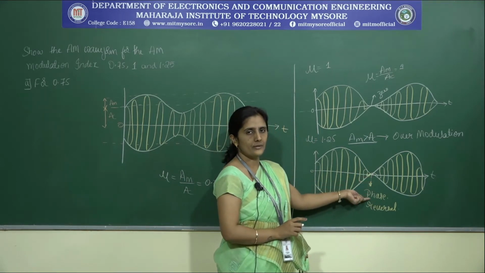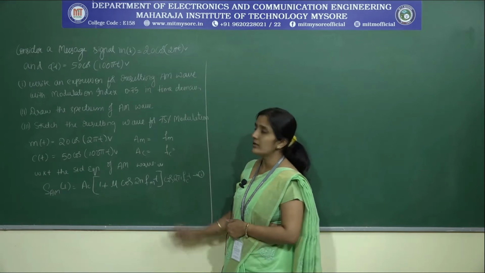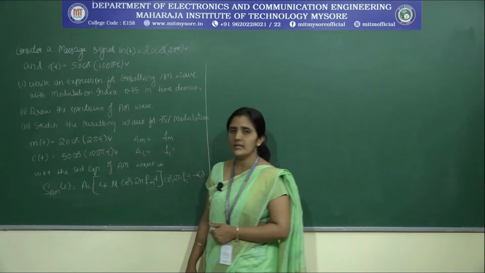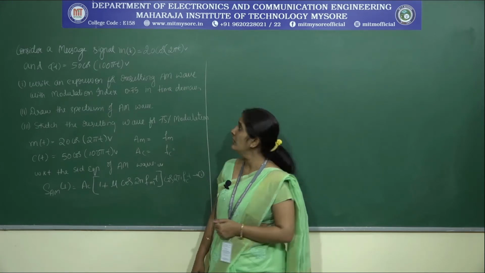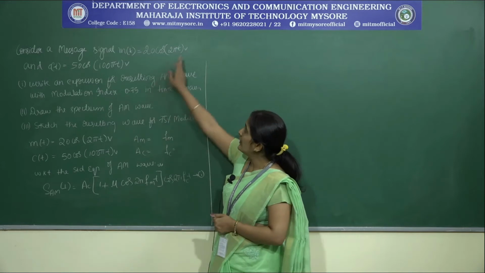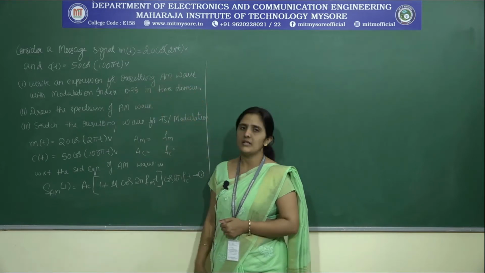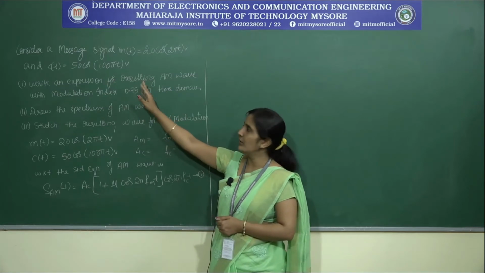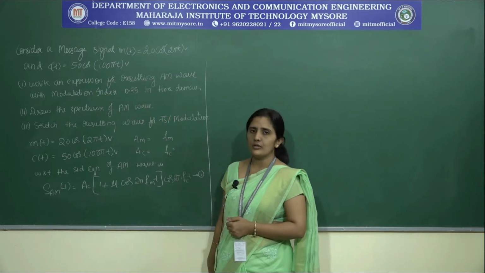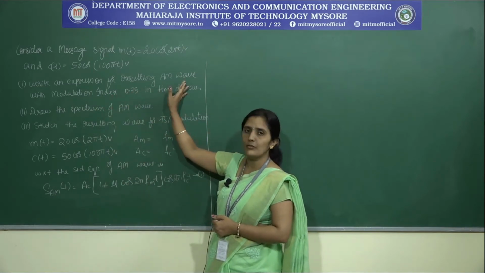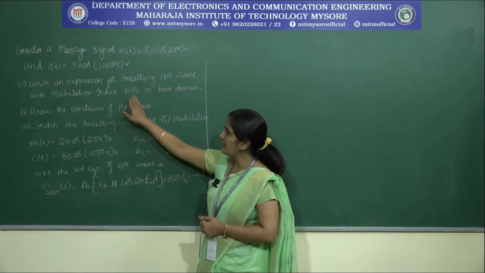Over modulation. Now let us see another problem where the question goes like this. Consider a message signal. They have given the message signal m of t is equal to 20 cos 2 pi f t, and c of t is equal to 50 cos 100 2 pi f t. Now for this they have asked to write an expression for the resulting AM wave with modulation index 0.75.